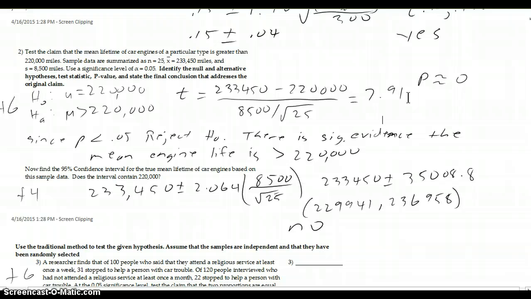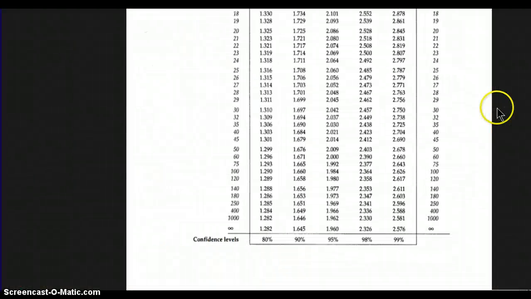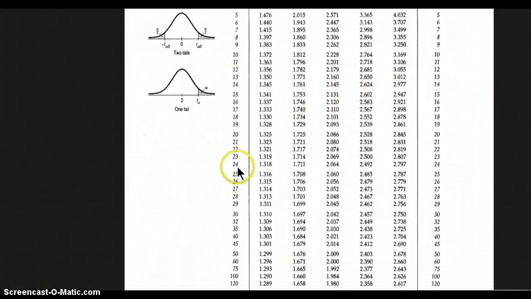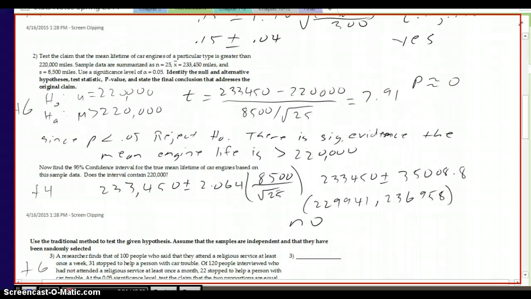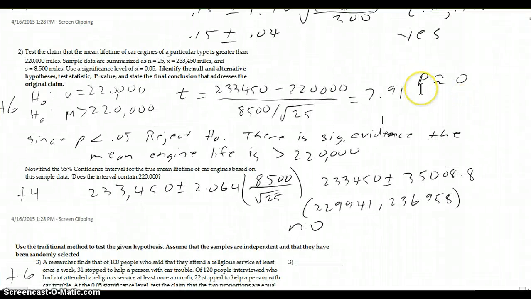Well, 7.91 is extremely large, and even if we look on the t-table, see here we had 25, so if we look around row 24 on our t-table and we look for 7.9, that's way out here, that's off the chart. So the p-value is definitely way less than 0.005, or we can even say the p is about equal to 0, which means we should reject the null hypothesis because it's way less than 0.05. There is significant evidence the average engine life, or mean life, is greater than 220,000.